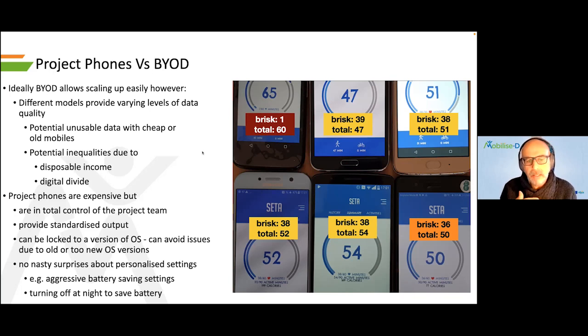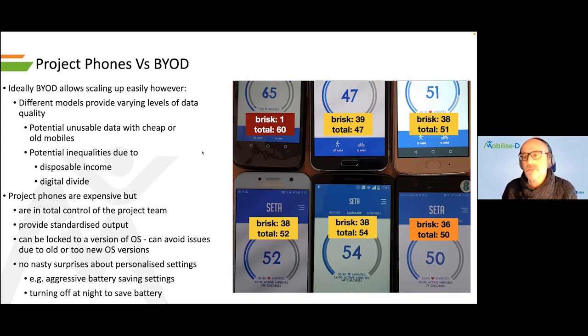That brings a potential inequality due to either disposable income, but that's generally not the case. People with not a high disposable income tend to have good phones, but also especially along the digital divide. Elderly people tend to have phones that are old, and especially they are not as performant as others. So project phones are an expensive solution, but it's quite good because you're in total control. You can have a standardized output, and they can be locked to specific operating system versions. This is also important, we'll see later.